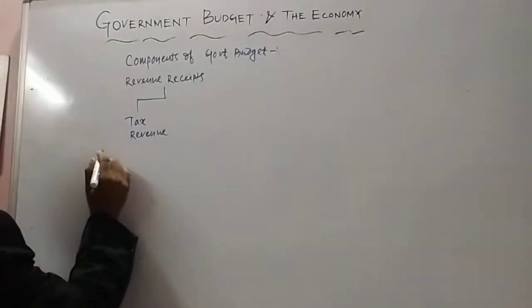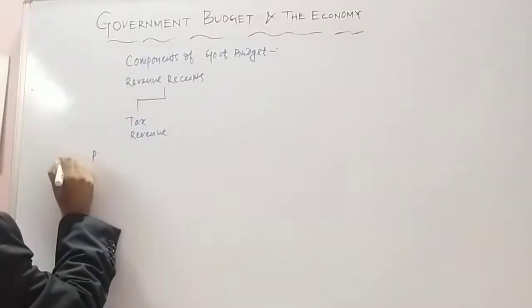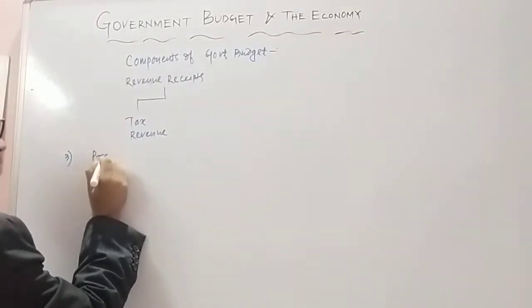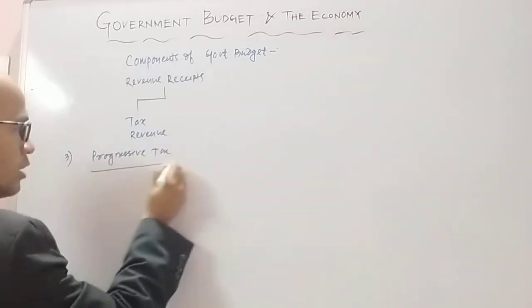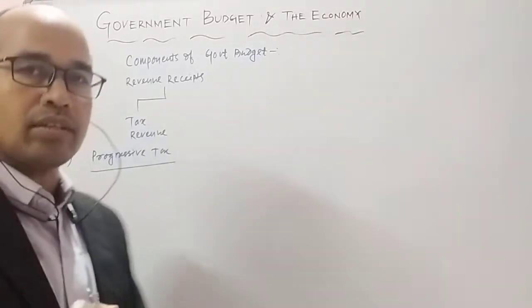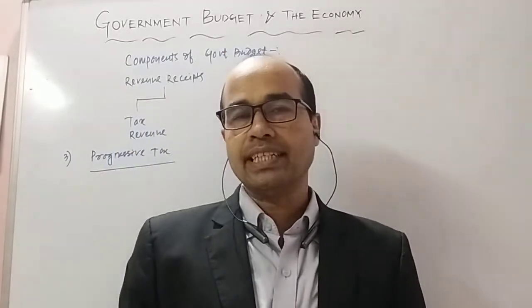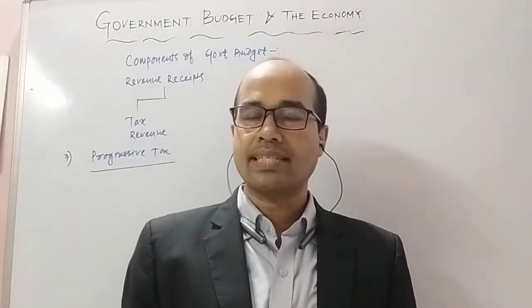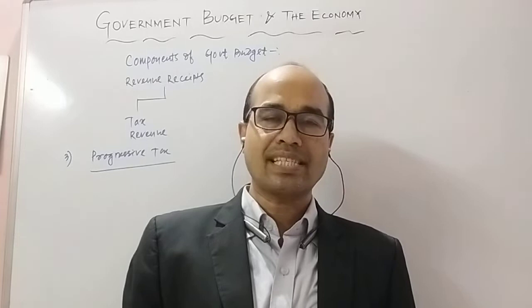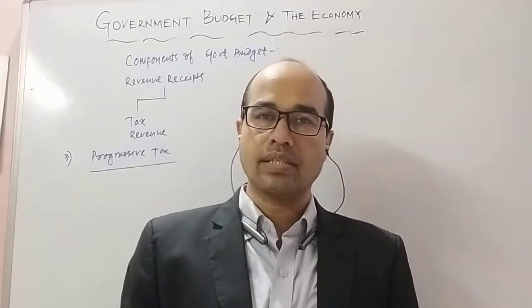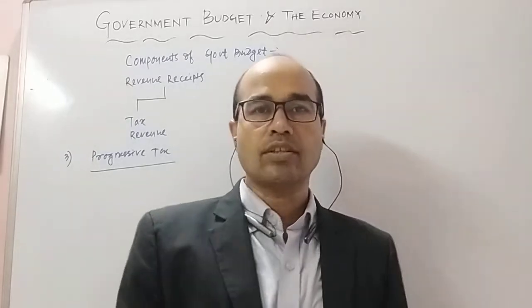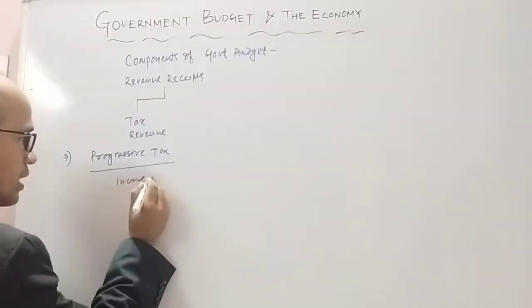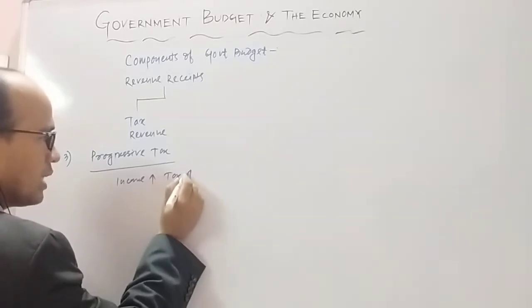Next, progressive tax and regressive tax. First is called progressive tax. What is progressive tax? Progressive tax is that tax where as income increases, the tax rate also increases. That means when income increases, the tax rate also increases.